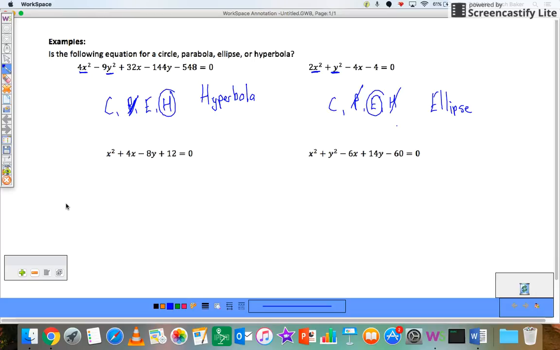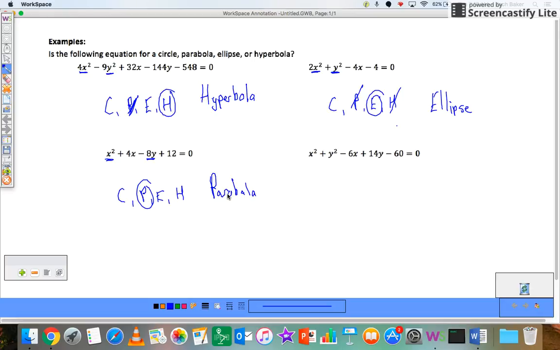All right, so let's start to work through the third one here. I've got x squared plus 4x minus 8y plus 12. Again, I'm labeling C, P, E, and then H, just so I can cross those out. Question number one: do I have x squared and y squared? Well, I've got x squared, but the largest y term I have is y. I don't have a y squared, which means that this is automatically a parabola. So that one's pretty easy to find.